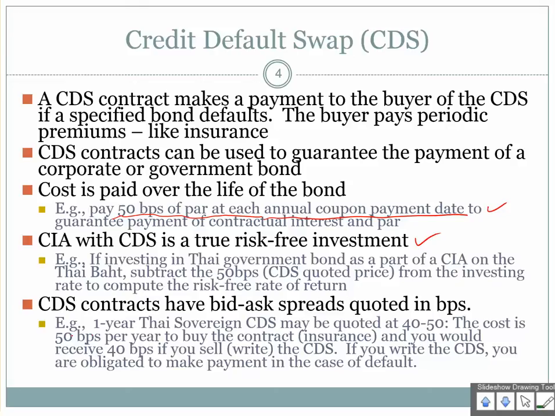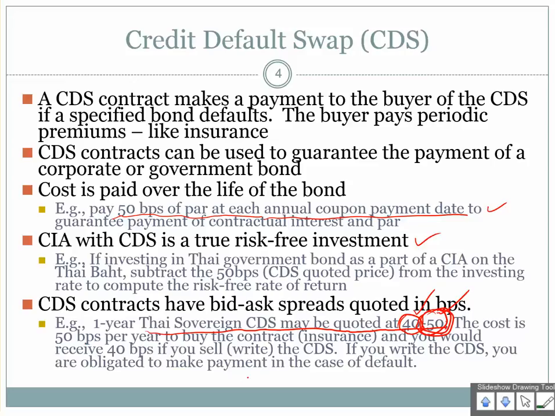So, for example, a one-year sovereign CDS on Thai sovereign debt is quoted at 40 to 50 basis points. That's 40 basis points bid, 50 basis points ask. We're always going to use the ask for CDSs, meaning that if I want to buy a CDS to insure a Thai bond, I will pay 50 basis points. If I wanted to sell insurance on a Thai bond, I could receive 40 basis points. So we're always going to deal with this higher number. What that means is the cost to insure a Thai bond is 50 basis points per year of the par amount of the bond.